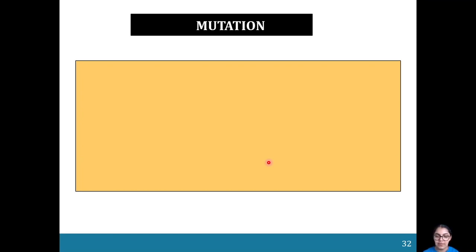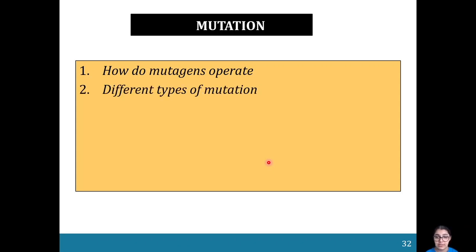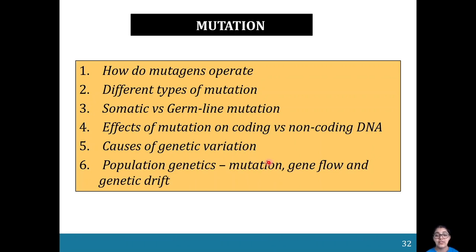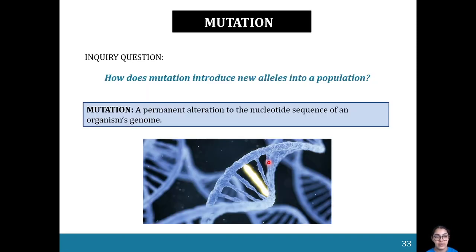Okay, here we are. The first question we're going to look at is how mutagens operate and the different types of mutations. We're going to talk about somatic versus germline mutation, and then talk about the effects of mutations on coding versus non-coding DNA, then look at causes of genetic variation, and finish off by talking about population genetics. So we're going to talk about mutations, gene flow, and genetic drift.